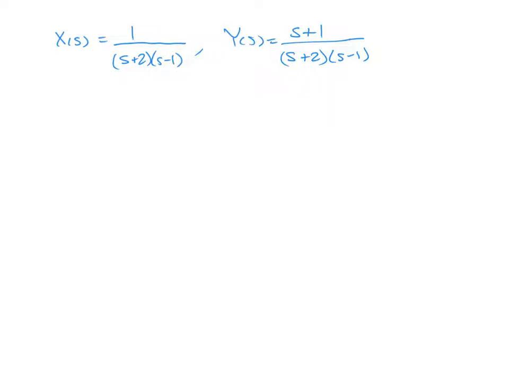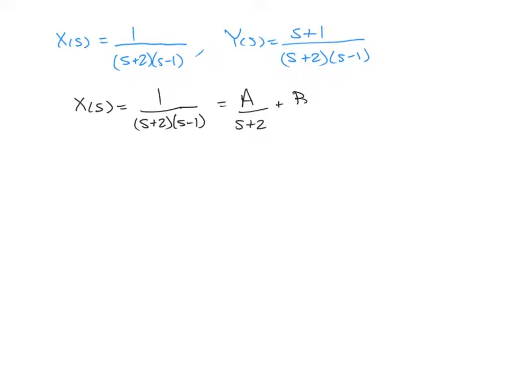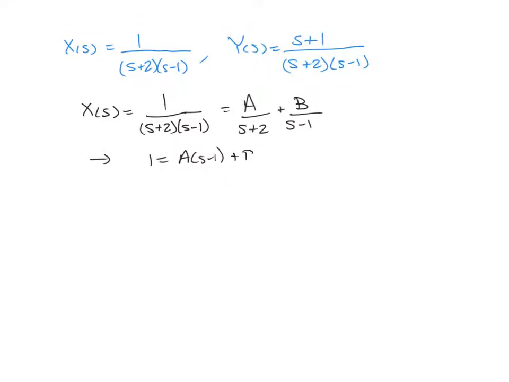Okay, for the next step of the solution process, we'll go through and find the partial fraction decomposition for each of these variables, X(s) and Y(s). For starters, with X(s), we're going to have just a ratio of two linear factors. So we're going to have a capital A over s plus 2 and a B over s minus 1. If we multiply through by the LCD, we'll have 1 equals A times (s minus 1) plus B times (s plus 2).